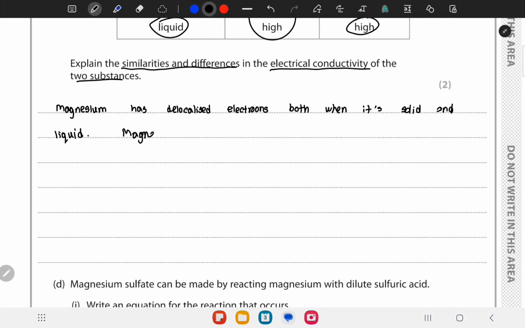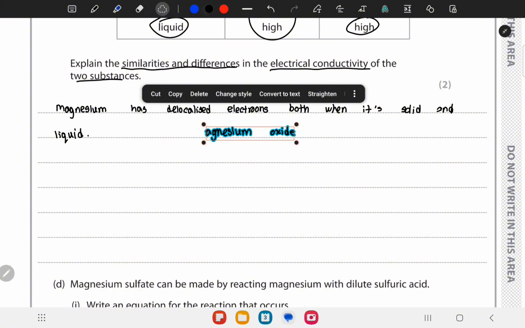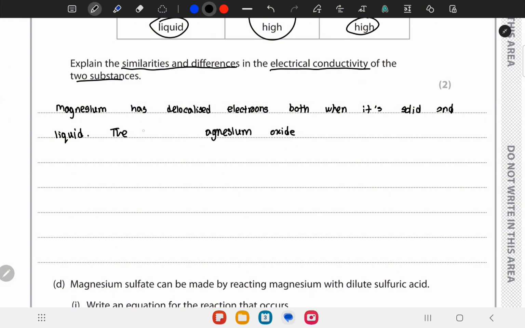So we'll write magnesium oxide, the ions in magnesium oxide are free to move only when it's liquid.